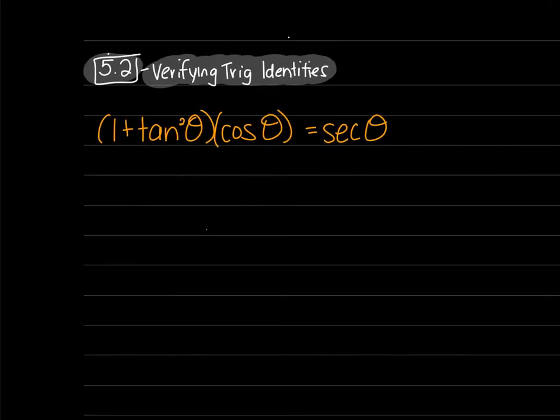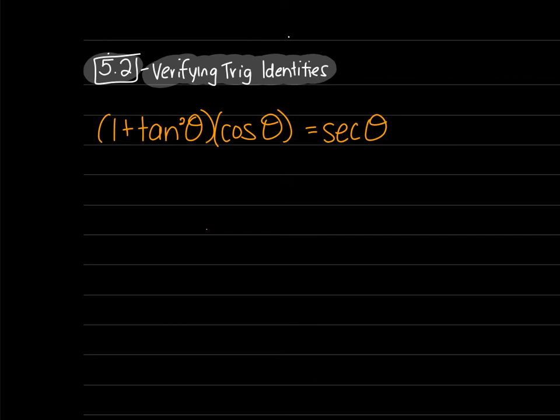Okay, just some examples. So these are the verifying ones. Pretend that the thing's not there on the right, and this would be your simplifying. And then if it's there, it's your verifying. So if I had 1 plus tangent squared theta times cosine theta equals secant theta, what would you do? And there's more than one way to do this.